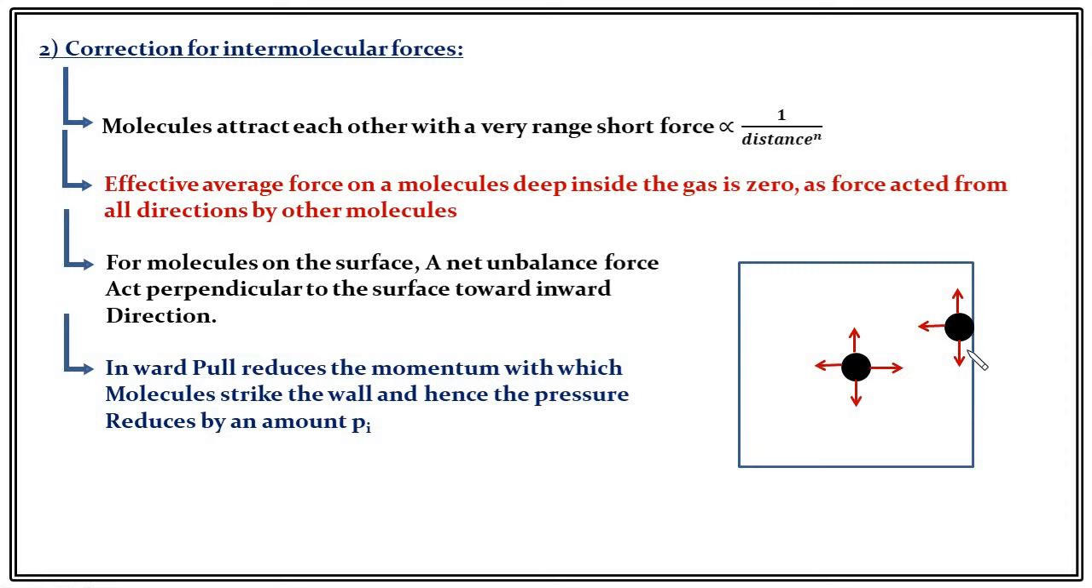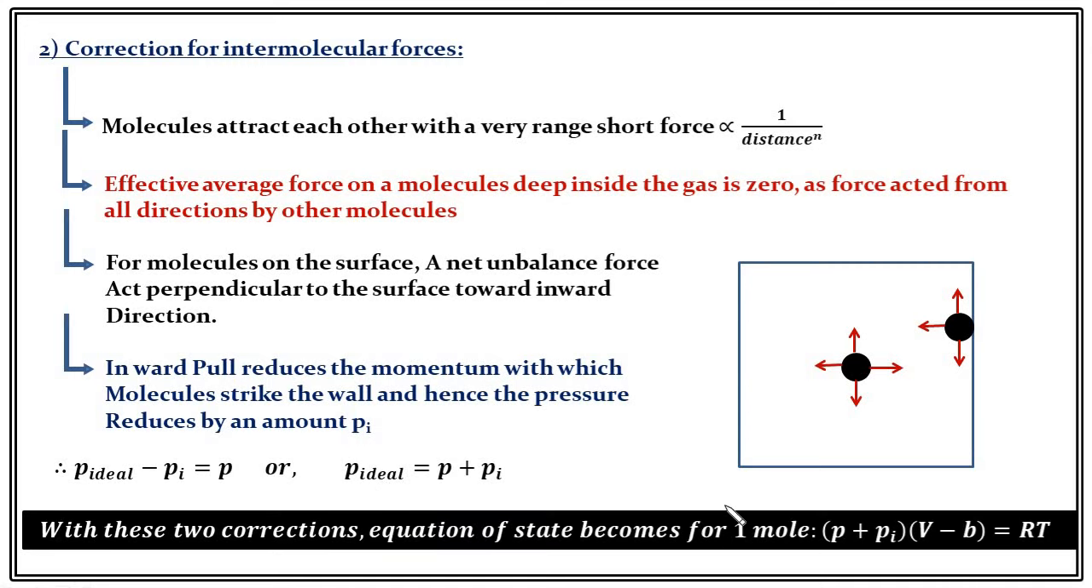So what final conclusion can we draw from here? That due to intermolecular force, the pressure is reduced by some amount, let's say pi. Therefore, we can write P ideal minus pi equals P actual. Therefore, P ideal equals P actual plus pi. So we need to replace this P ideal. Therefore, if we incorporate these two corrections in the equation of state, P should be replaced by P plus pi and V should be replaced by V minus b. So overall, (P plus pi) into (V minus b) equals RT.